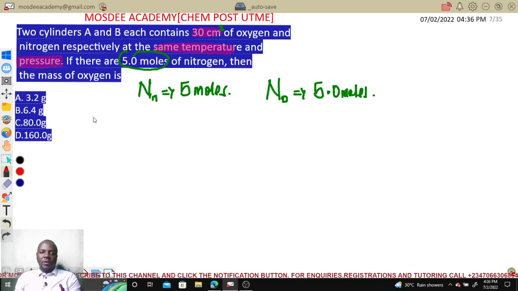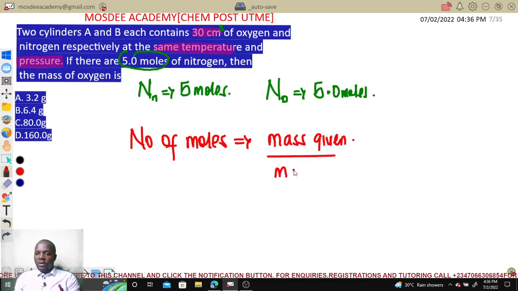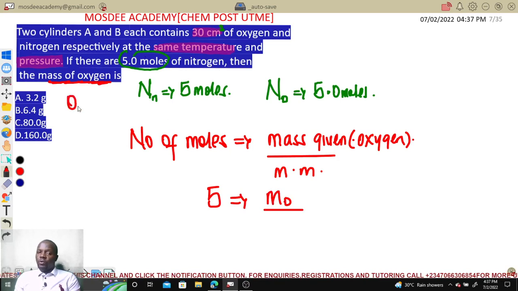Now, from our stoichiometry, we have also studied that the number of moles is the same thing as the given mass over the molar mass. The question asks us to find the mass of oxygen. So we are not given the mass in this case; we are looking for the mass of oxygen. So the same number of moles, 5, is equal to the mass of oxygen, I will write MO, over the molar mass of oxygen. Even though it is not given, oxygen is O2.